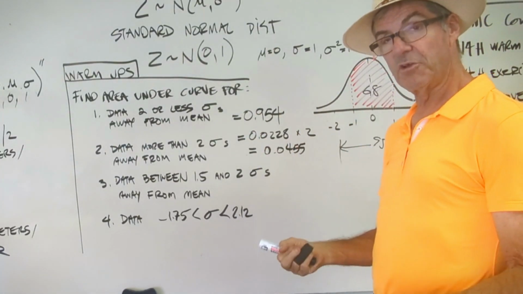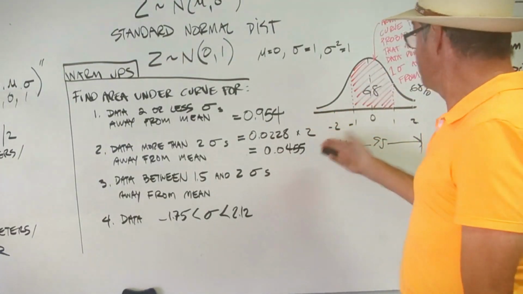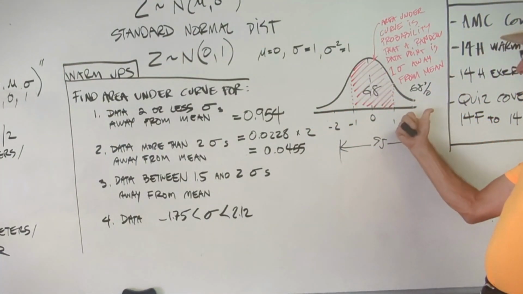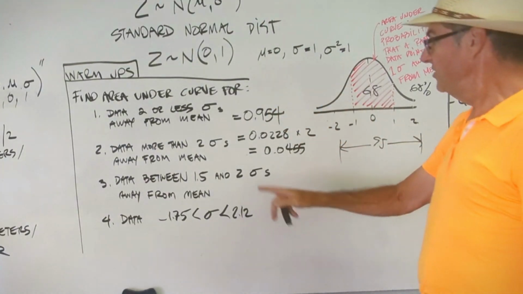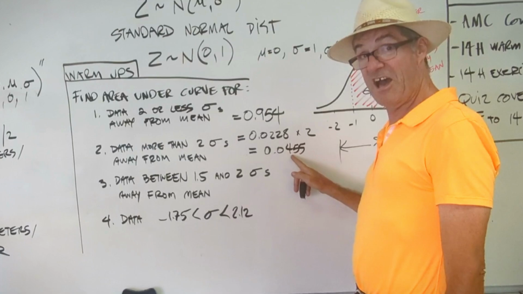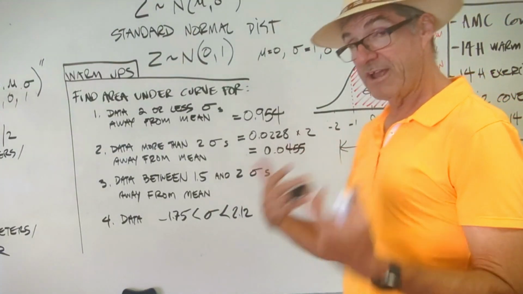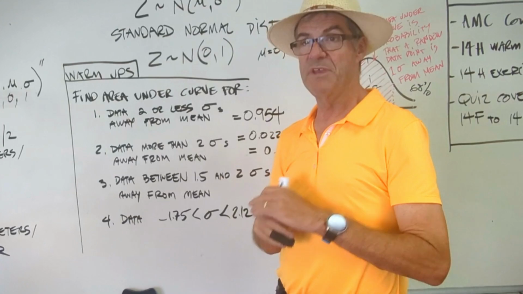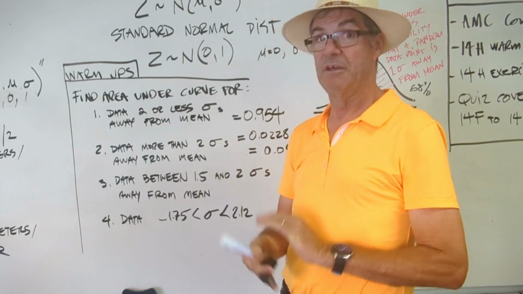Now I can save myself a little grief because I recognize that since this is a symmetrical bell-shaped curve, the area under from 2 to positive infinity is going to be the same as from -2 to negative infinity. So I just multiply this value by 2 and I get 0.0455. So it's a 4.55% chance that a randomly selected data point will be greater than 2 standard deviations away from the mean.